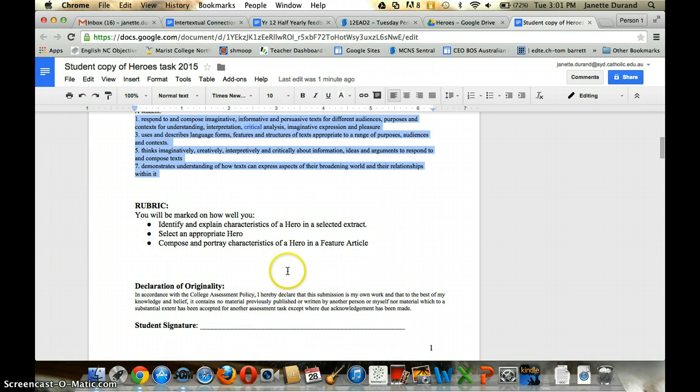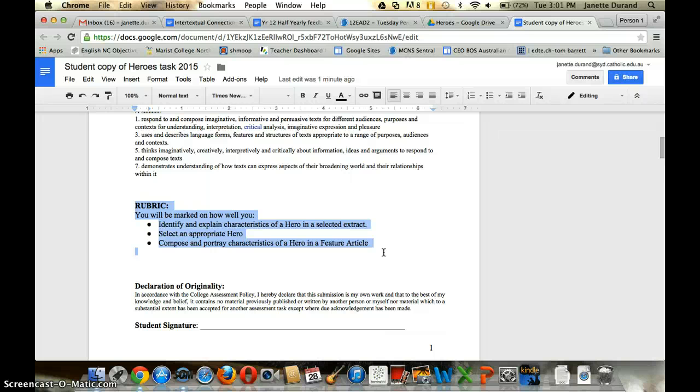Here's the rubric of the task, gentlemen, and this is probably the most important part of the task in terms of guiding you with what you need to do. So you'll be marked on how well you identify and explain characteristics of a hero in a selected extract, and how you select an appropriate hero, and how you compose and portray characteristics of a hero in a feature article.